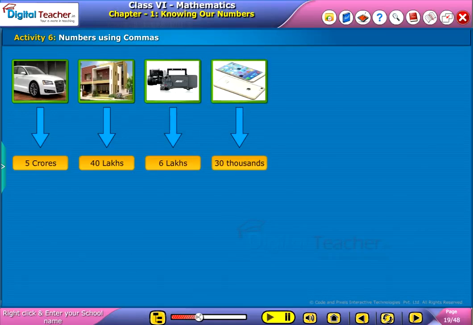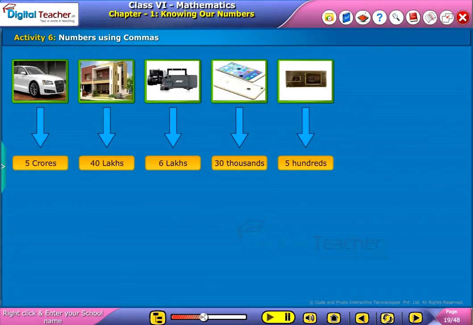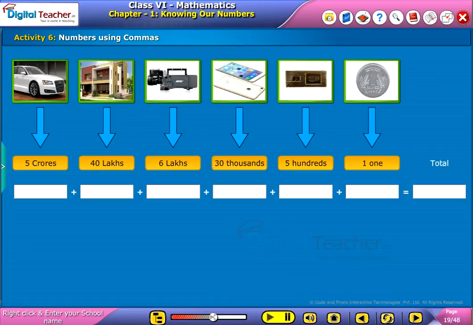The cost of each item is displayed on the screen. Convert the number names into numericals and place commas in proper places. Then sum up all the numbers. What number will you obtain? The first one is done for you.